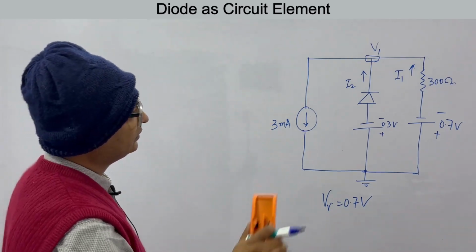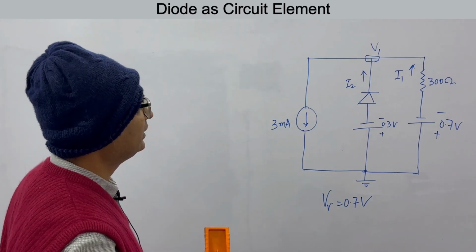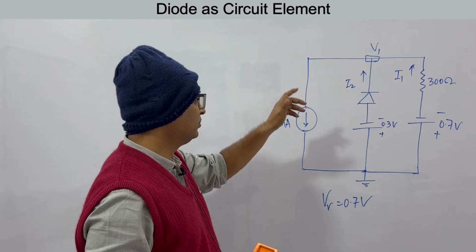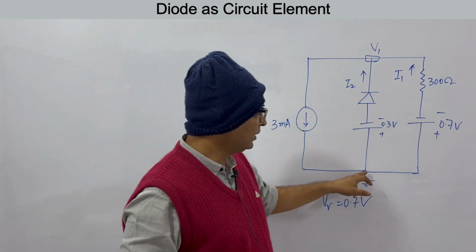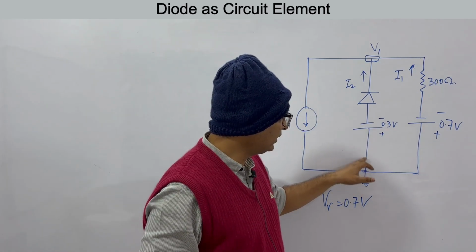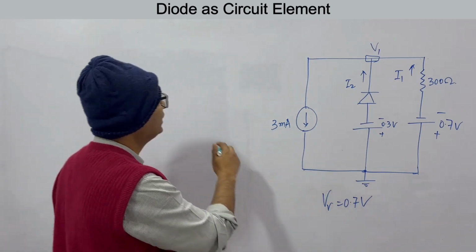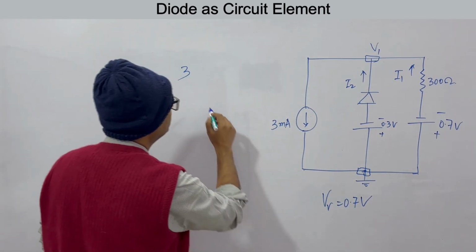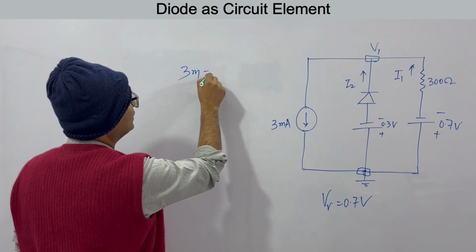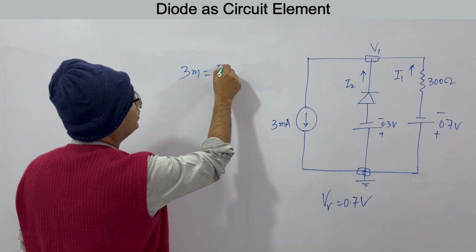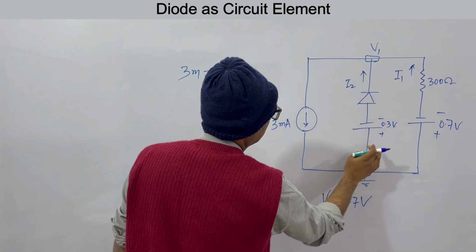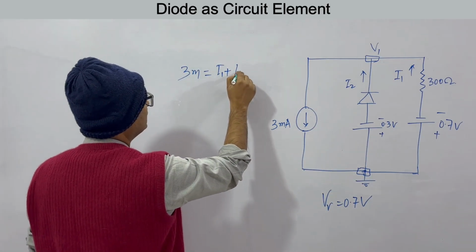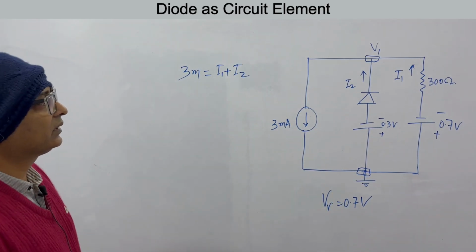It seems difficult, but it's very easy. See, this is a 3 milliampere source. Current that reaches this point will divide into this and this. Doing KCL at this point, you know 3 milliampere is equal to I1 plus I2. I1 and I2 are in this direction and 3 milliampere in this direction. So this is the first equation that you get.